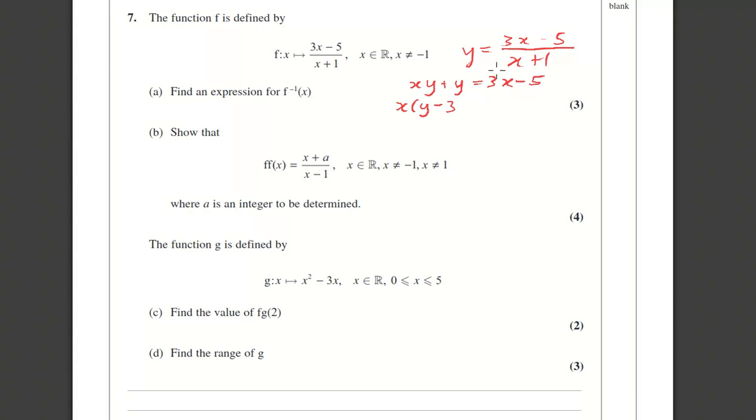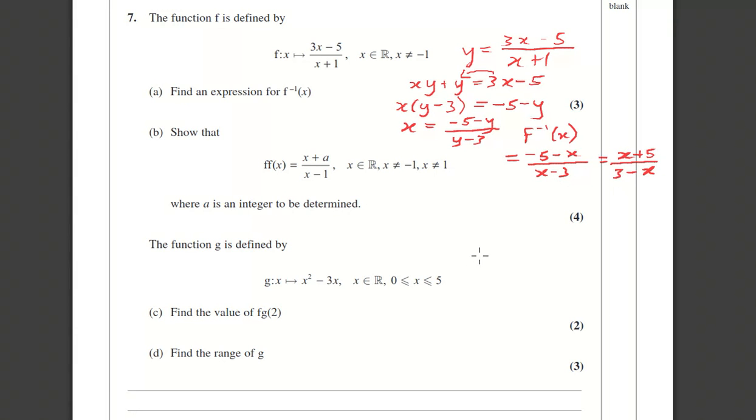Now if you imagine the 3x moving over, that's going to give me that. And I'm also going to dump the minus 5 minus y on this side. And then I've got x in terms of y. So I get (minus 5 minus y) over (y minus 3). This tells me f to the minus 1, but I just have to swap the y's for x's at the end. So the inverse is, in fact, (minus 5 minus x) over (x minus 3), which, yes, is the same as (x plus 5), good for all you positive people, over (3 minus x). And that's the inverse.